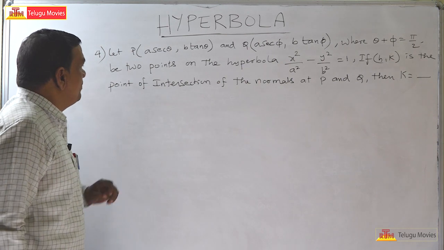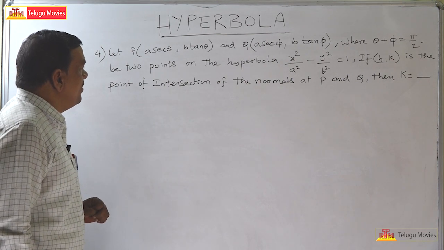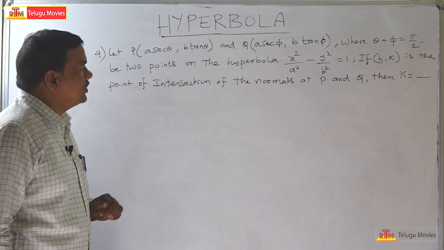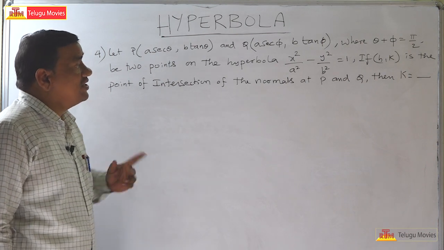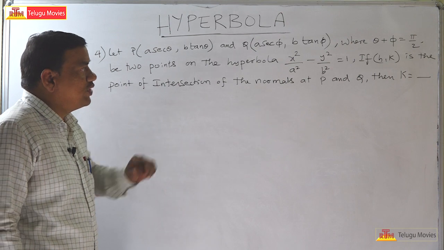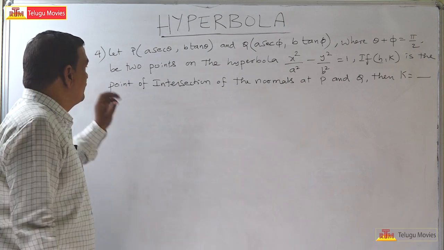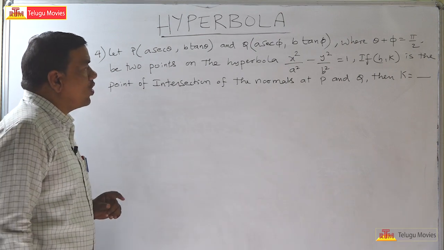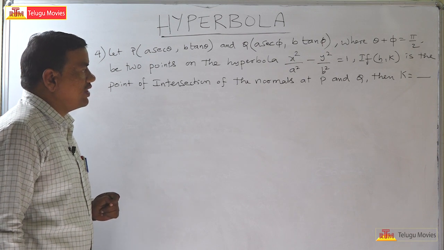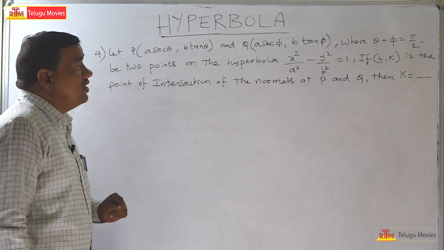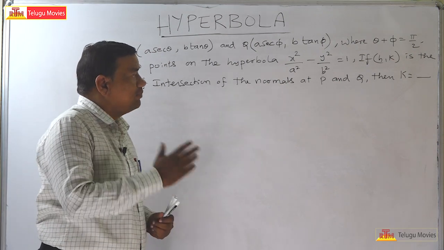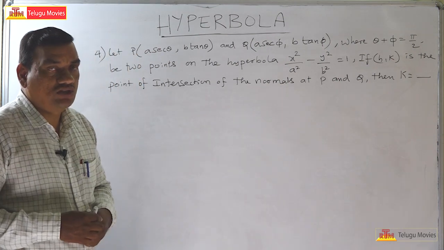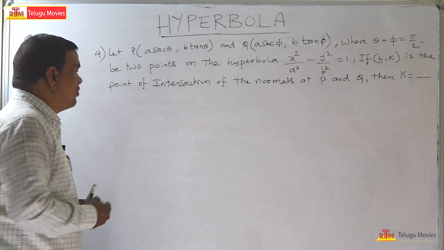So here let P(a secant theta, b tan theta) and Q(a secant phi, b tan phi), where theta plus phi, that is the sum of those two eccentric angles, is 90 degrees, be 2 points on the hyperbola x square by a square minus y square by b square is equal to 1. If (h, k) is the point of intersection of the normals at P and Q, then the k value is asked. So very interesting problem this is.